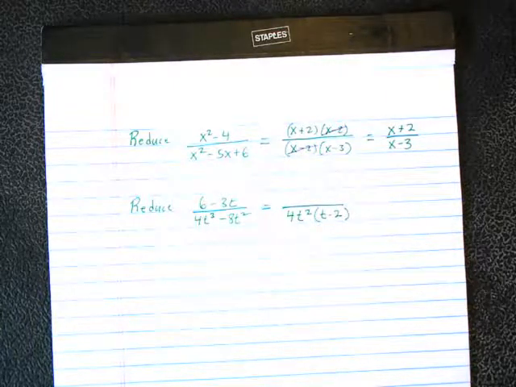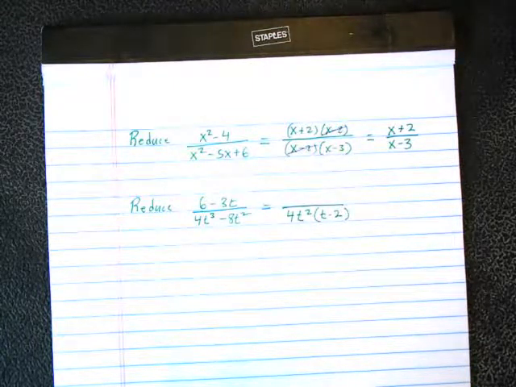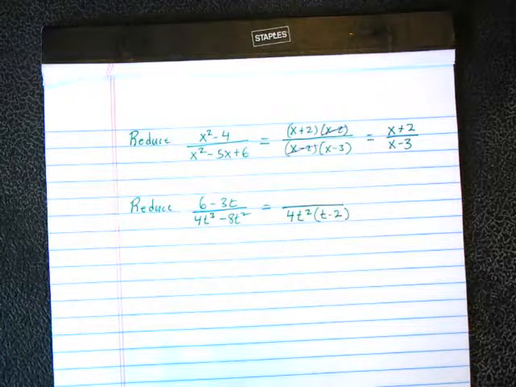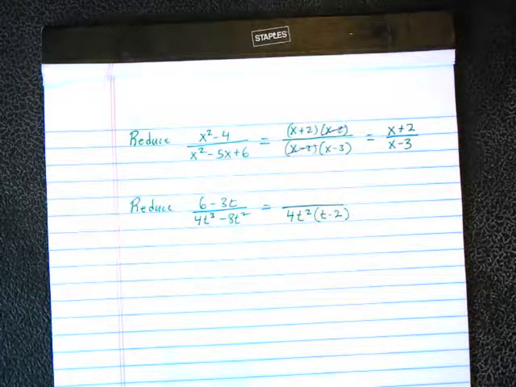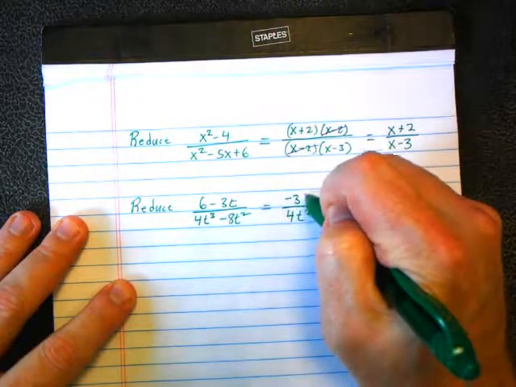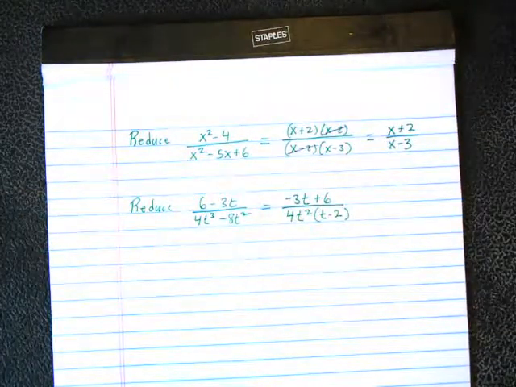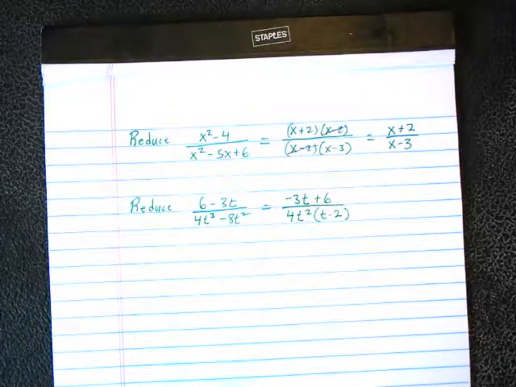What I notice about the top is it's written in the wrong order. What do I mean it's written in the wrong order? Usually we put t's first and numbers at the end. Or if there were t squared, normally we put the squares first and then the t's and then the numbers. So what I would do first is I would switch that around. I would write it as minus 3t plus 6. I would switch the order. Put it in the right order. And then I would look to factor.